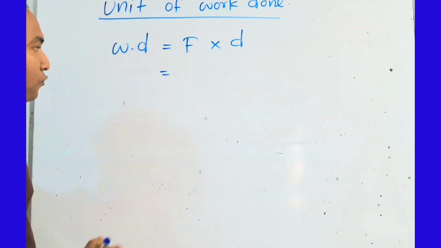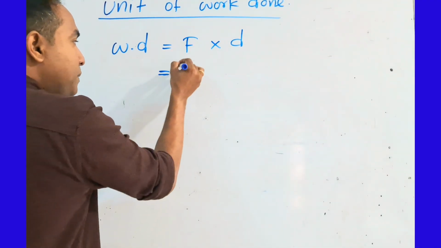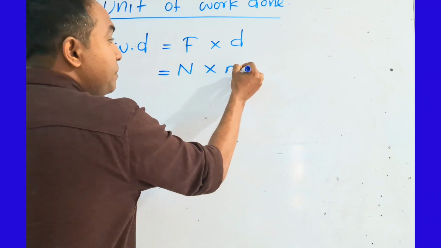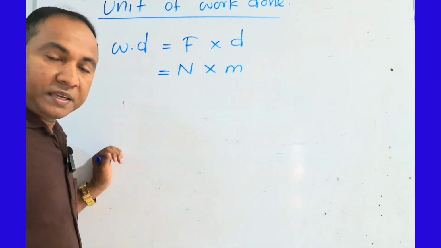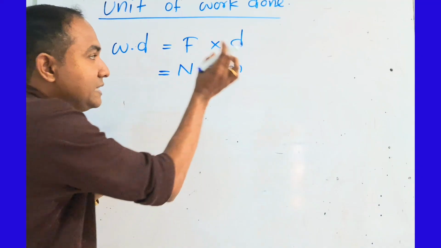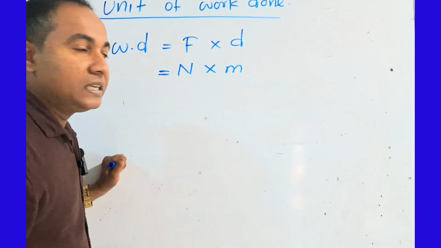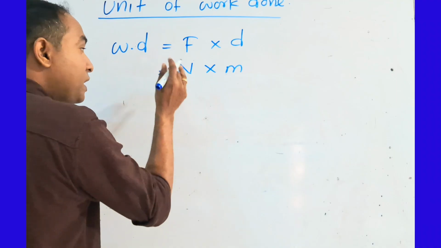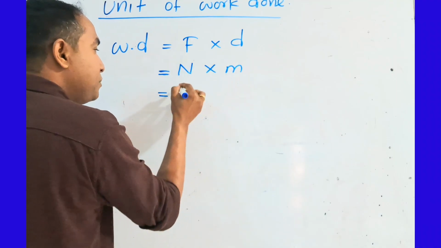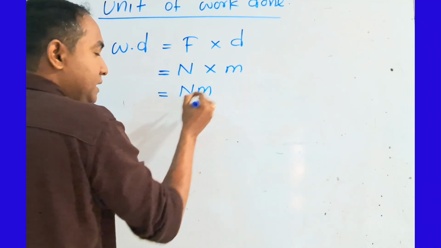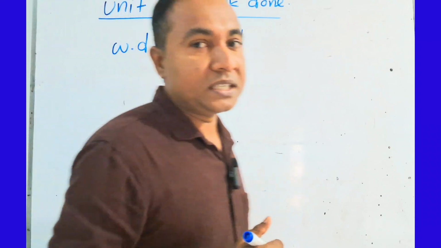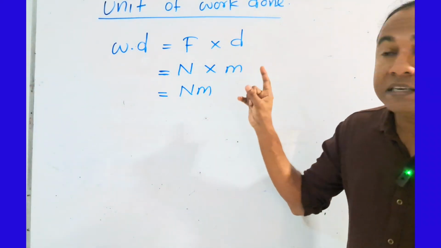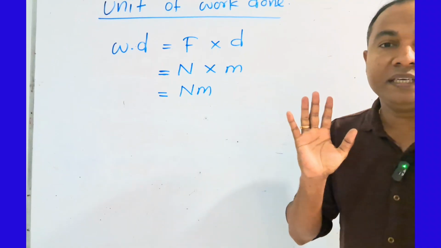Normally we know force is measured in Newton and distance is measured in meter. So how do we get the unit for work done? The product of Newton and meter is Newton meter. You must remember, the unit of work done is Newton meter.